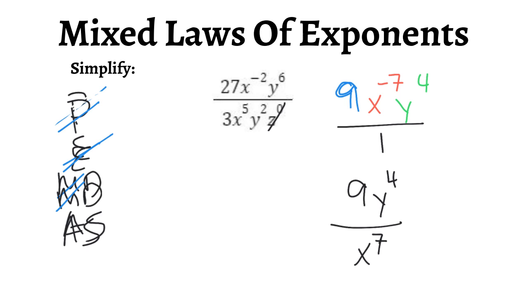As we look at the x's, if we remember, the quotient rule says that when we're dividing, we want to make sure that we are subtracting the exponents for the like terms. So we have negative 2 minus 5. If you're not necessarily great with negatives, put that on the calculator. Negative 2 minus 5 is negative 7. So I can simply say x to the negative 7 power.